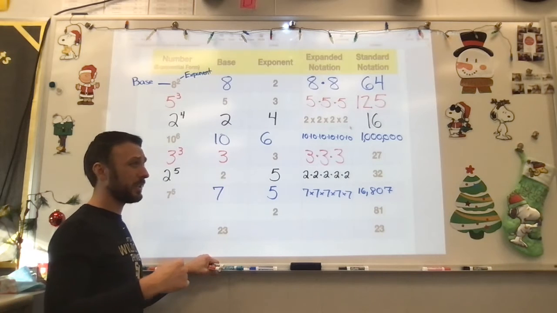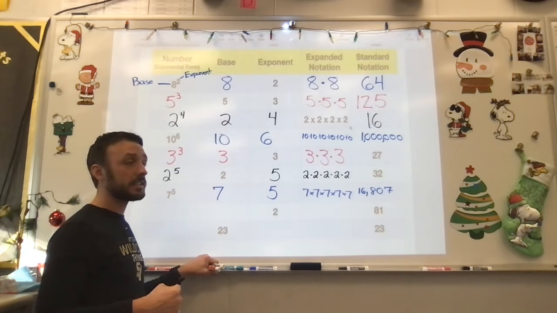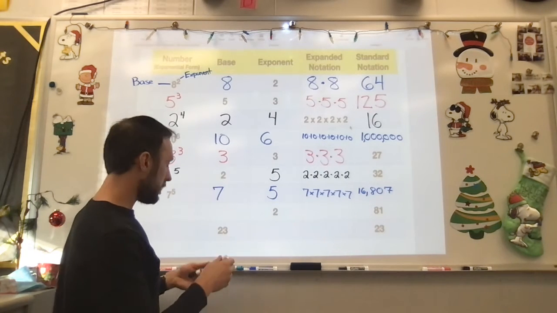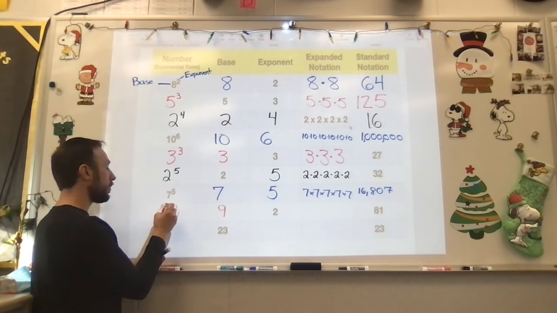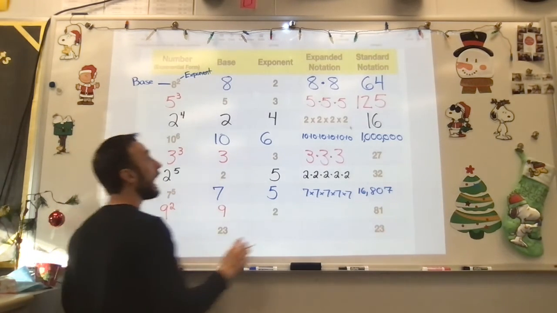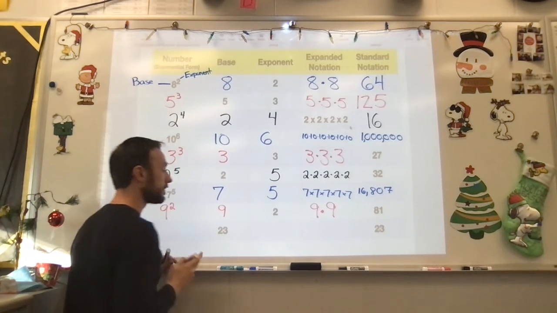6 times 6 is 36. 7 times 7 is 49. 8 times 8 is 64. 9 times 9 is 81. So my base would have to be 9. My exponential form would be 9 to the 2nd power. And my expanded form would be 9 times 9.